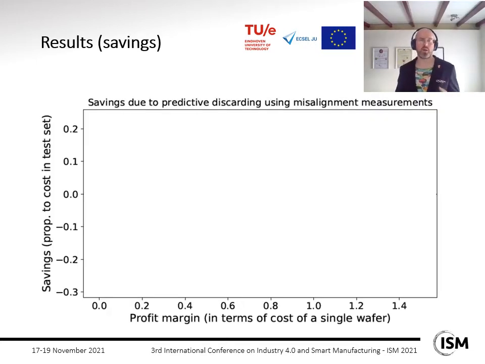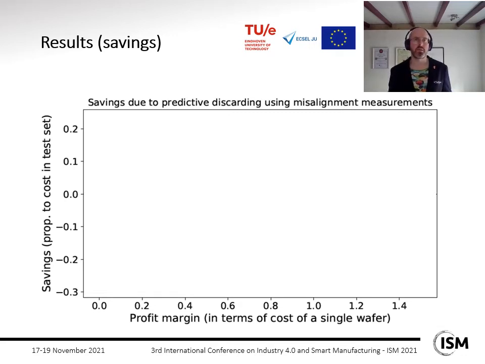If we now combine the recall with the resources that we save for every correct discard, and we combine the false positive rates with the missed revenue for every incorrect discard, we can evaluate whether there are benefits of implementing predictive discarding in this situation.